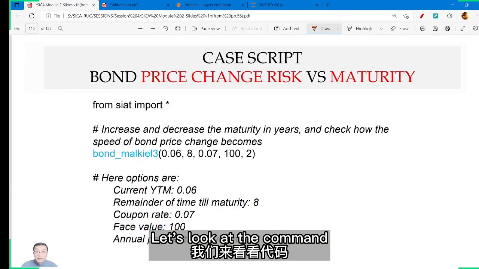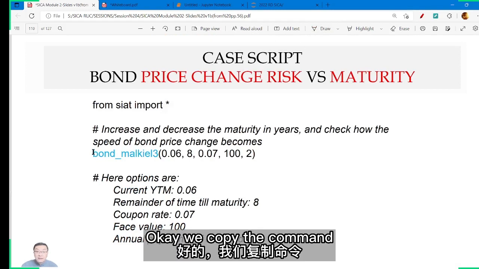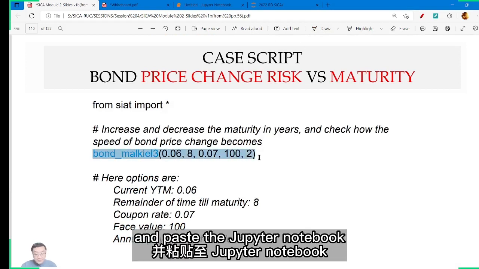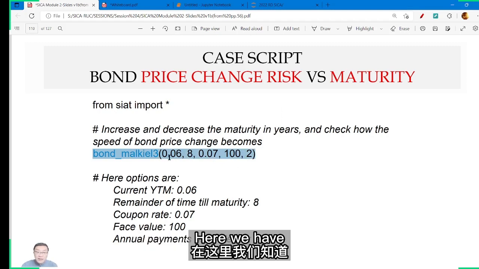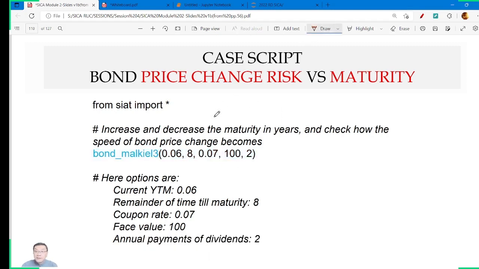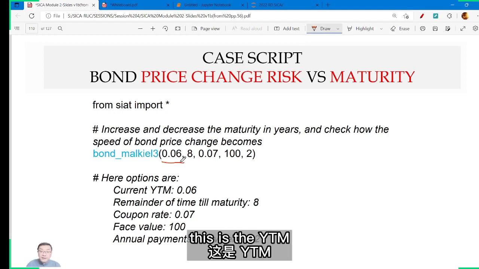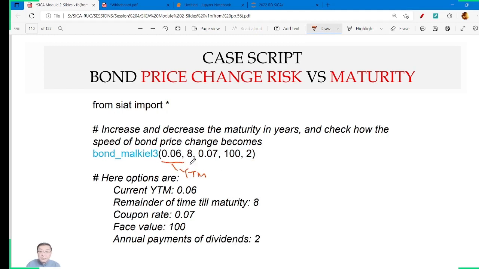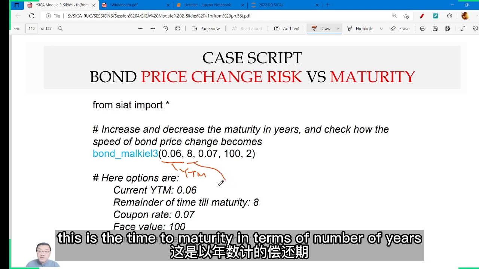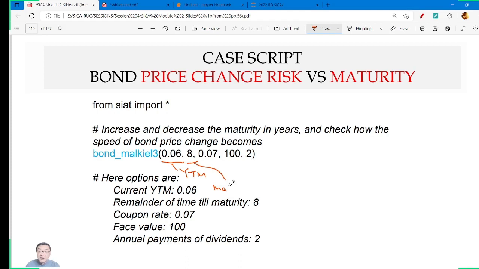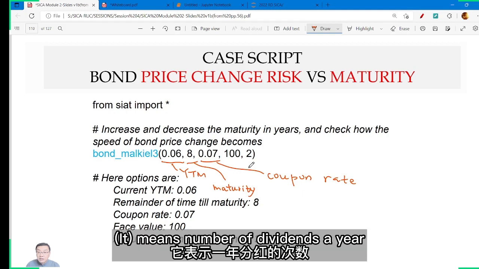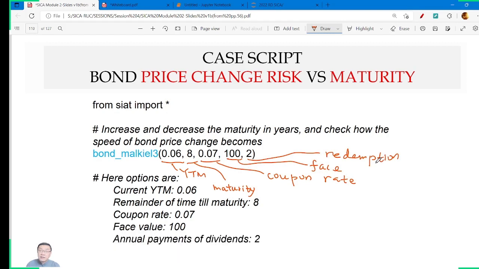Let's look at the command. We copy the command and paste it in Jupyter Notebook. Here we have the YTM. This is the time to maturity in terms of number of years. And this is the coupon rate. This is the face value. And this is the redemption, meaning the number of dividends a year.